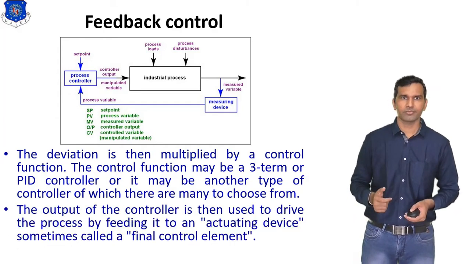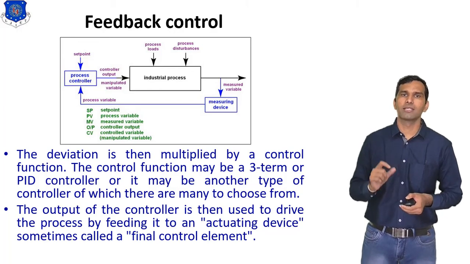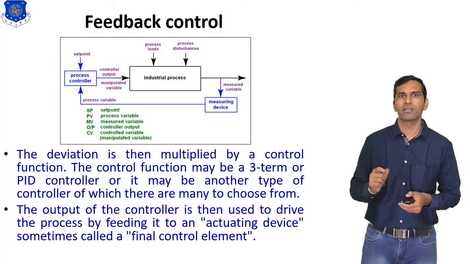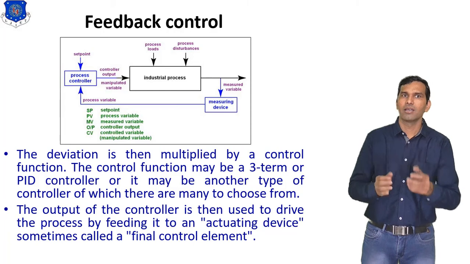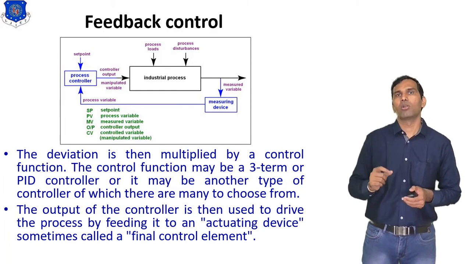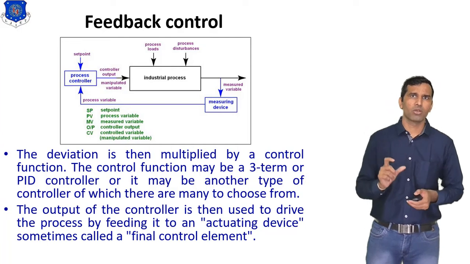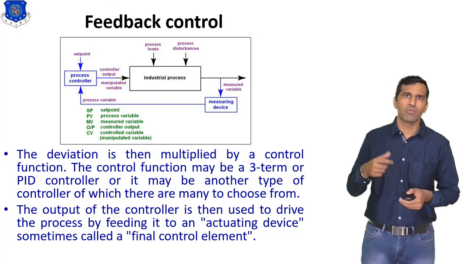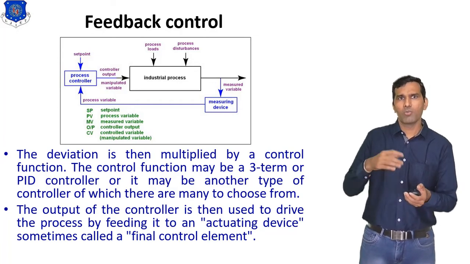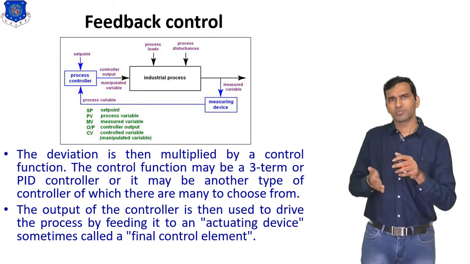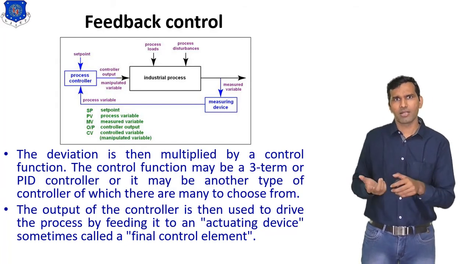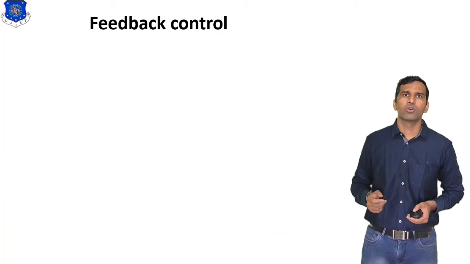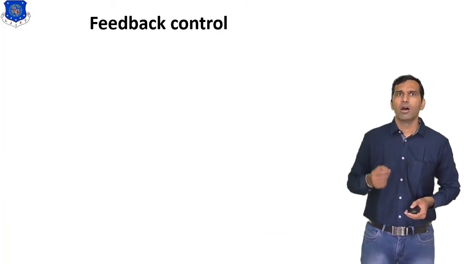The output of the controller is then used to drive the process by feeding it to the actuating device. Sometimes it is called the final control element. In some books they mention the name as the final control element, and it can also be defined as the actuator. So the output of the controller is fed into the actuator device, that is the final control element, and it controls the process. These are the steps of the feedback control system.